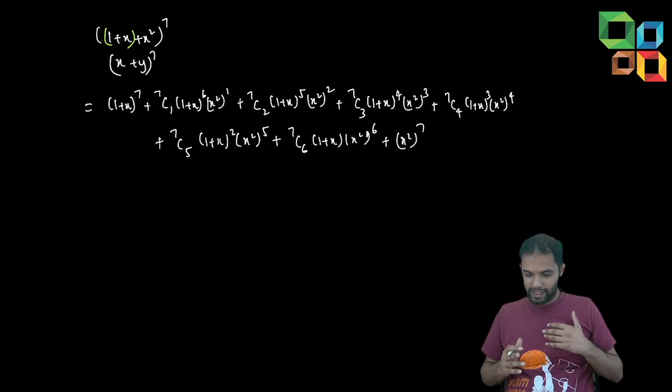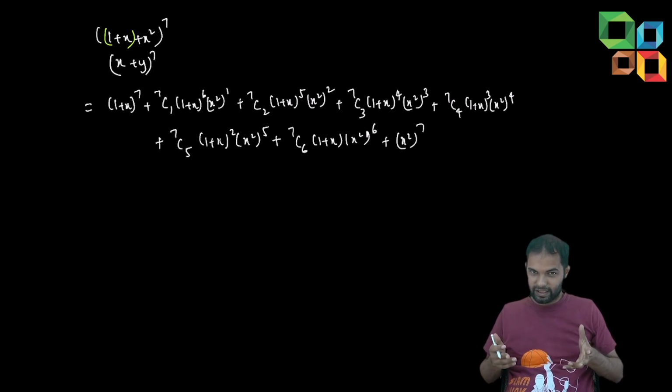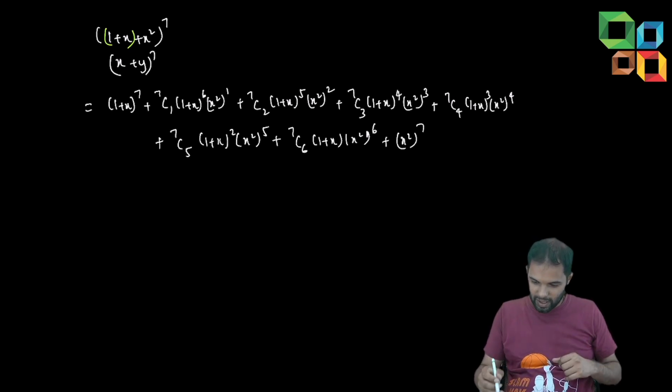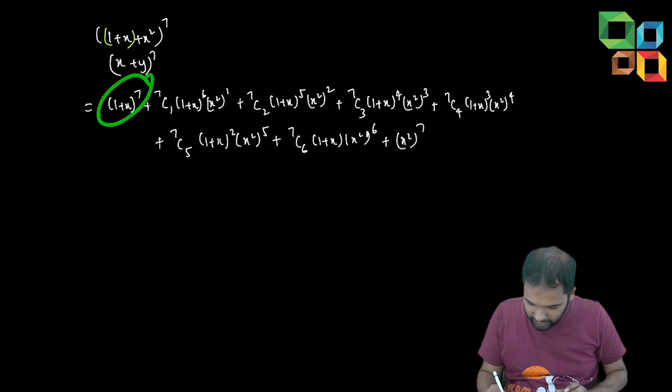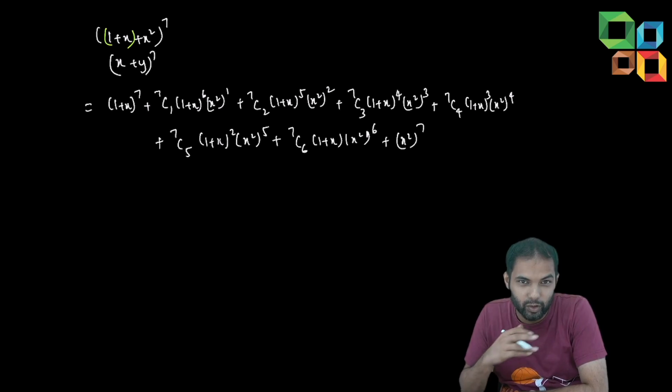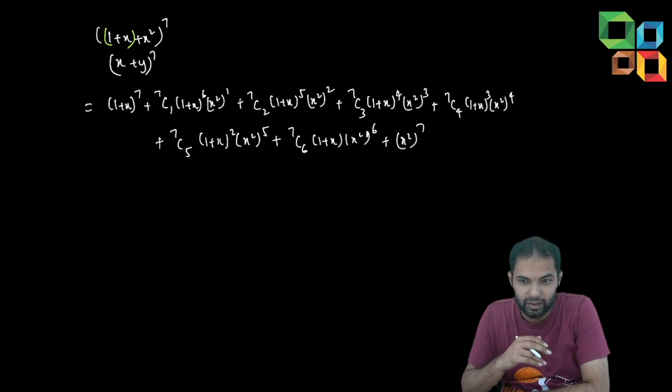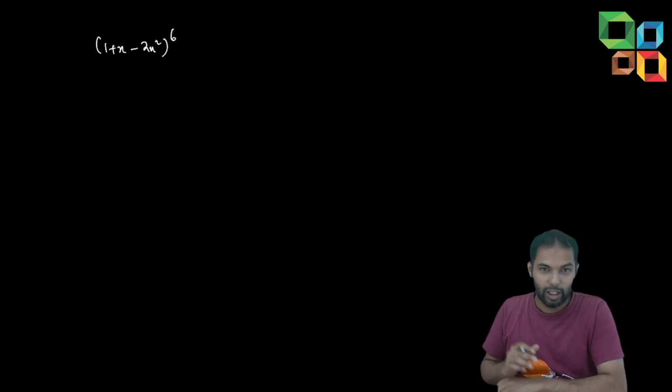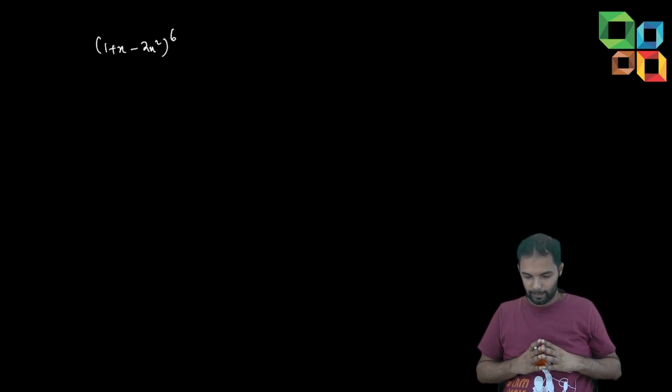So the whole idea is, even if there are three terms, we use the binomial expansion. Now, here you look at this, you can again expand this. There will be a lot of terms and a lot of multiplication. We don't need to do that. The whole idea is you understand how to expand. So expand (1 plus x minus 2x square) whole power 6 up to the first three terms.